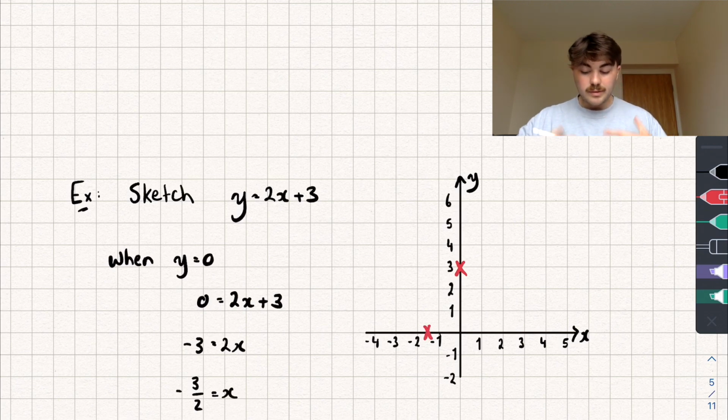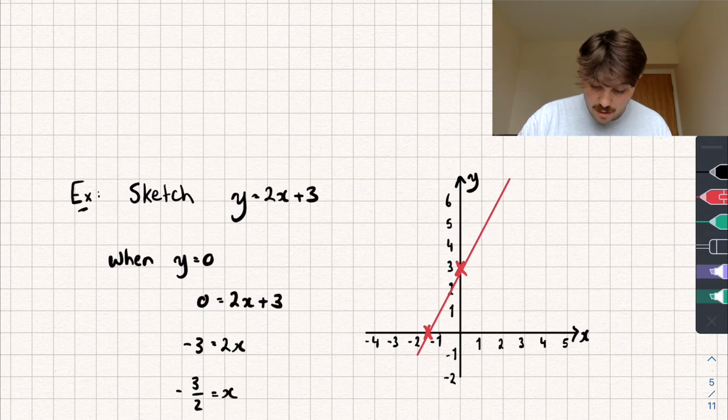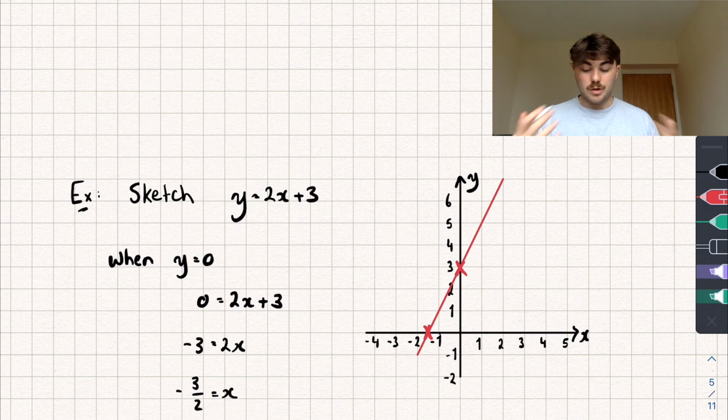And so we know it passes through the x-axis at the point x equals -1.5, so this point here. So now we've got these 2 points, I can just connect them with a straight line like so, and if I do that, I've drawn a nice sketch of my line, y equals 2x plus 3.